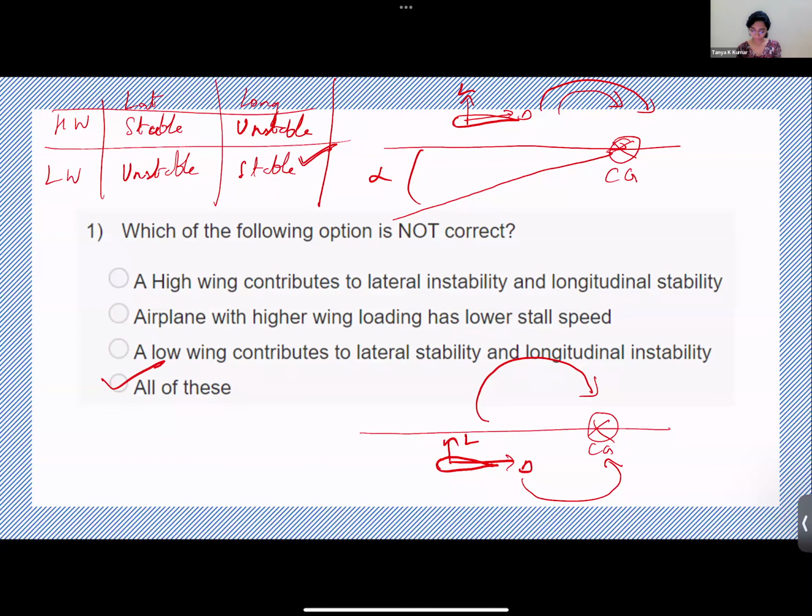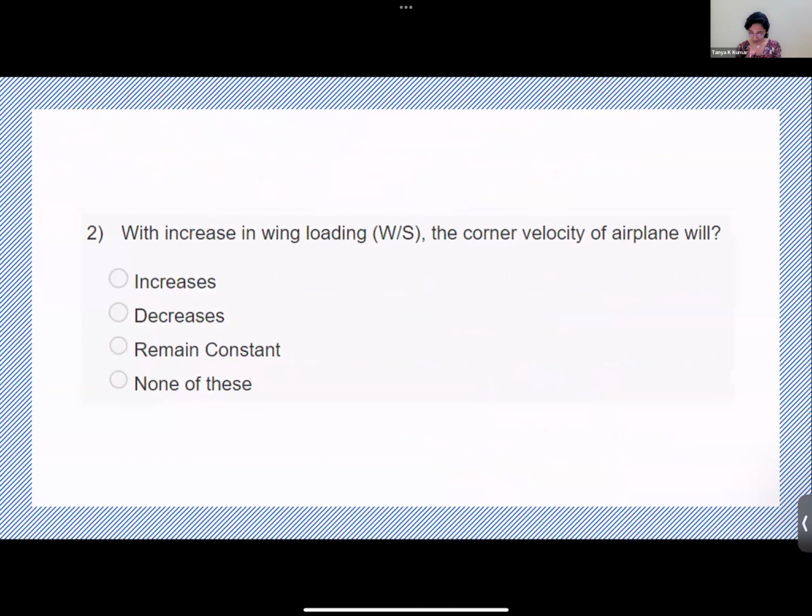Okay, let's go to the next question. With the increase in wing loading, the corner velocity of an airplane will... so all kinds of velocity, V stall or just simple V, they are all directly proportional to under root of wing loading, right? This is remaining constant. So with the increase of wing loading, corner velocity or any velocity will increase, right? So directly proportional.